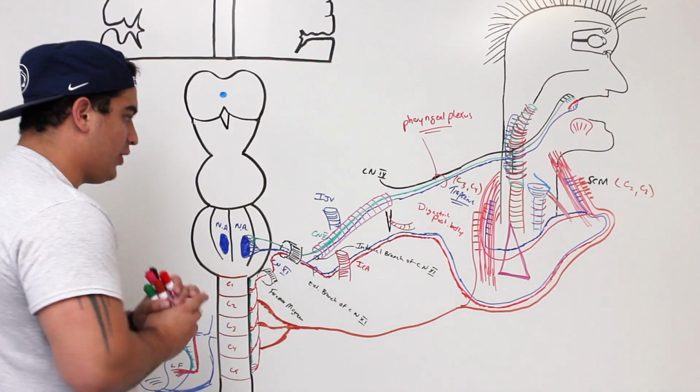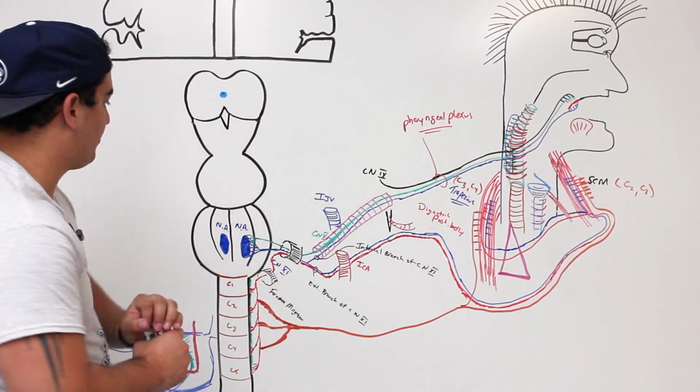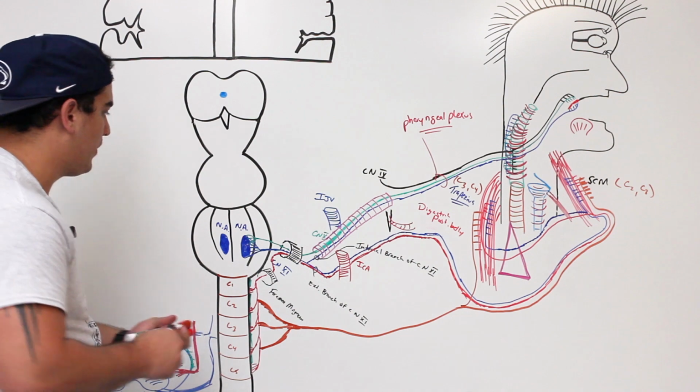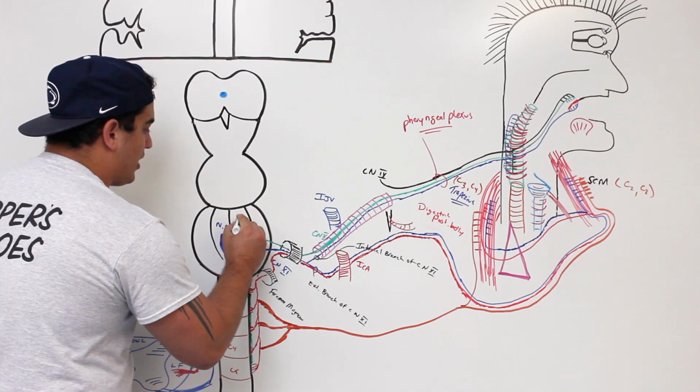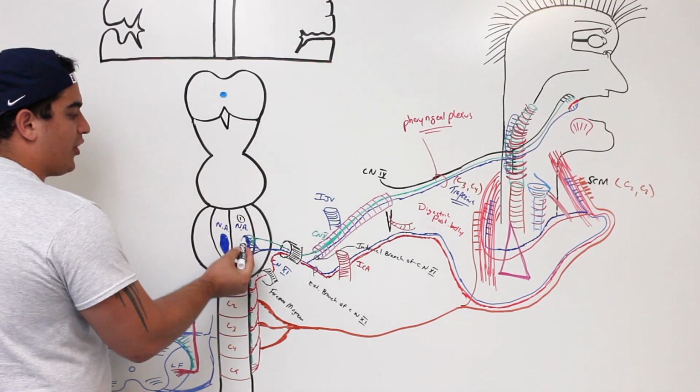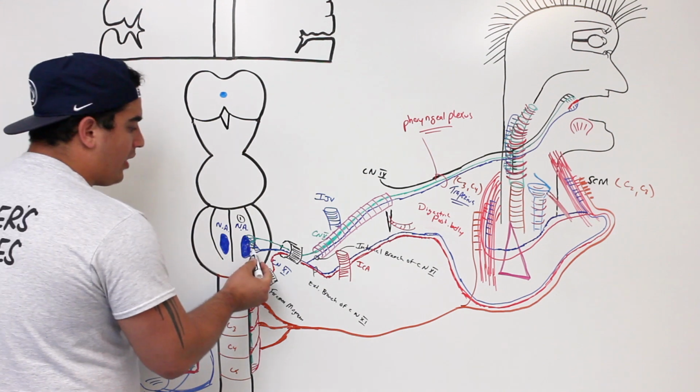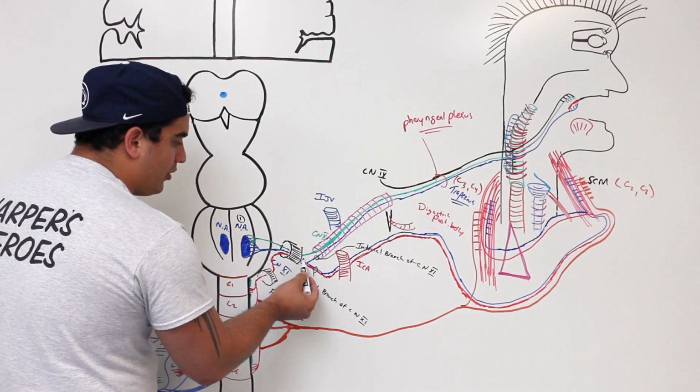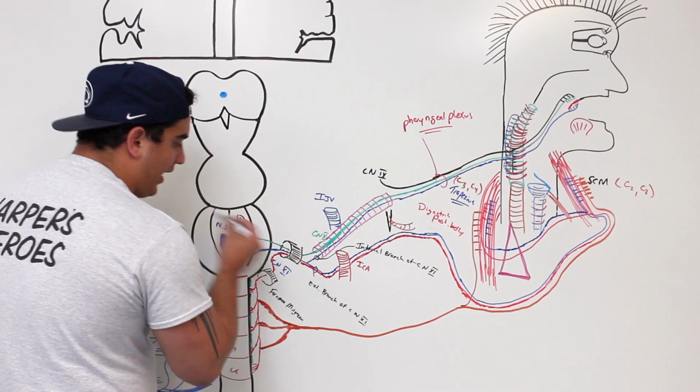Okay, let's go ahead and review this one more time so that we can make sure it's very, very clear. First thing, nucleus ambiguus. Nucleus ambiguus is going to be the origin for the cranial part of the accessory nerve. Then what happens to that cranial part? It moves through the jugular foramen with the vagus nerve.